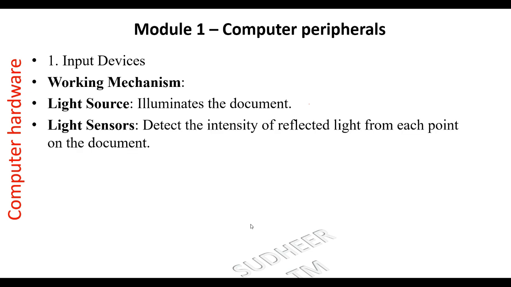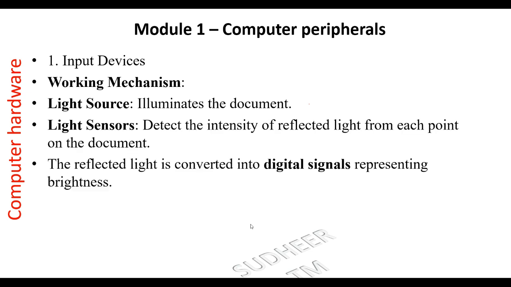The scanner illuminates the document. Light sensors detect the intensity of the reflected light from each point of the document. Then the reflected light is converted into digital signals representing the brightness.